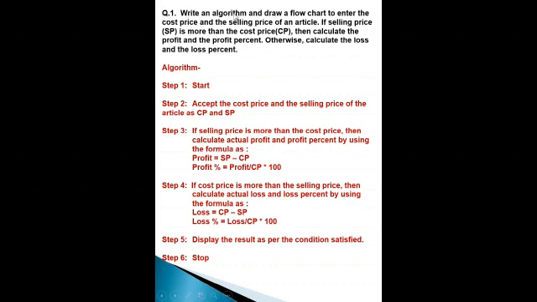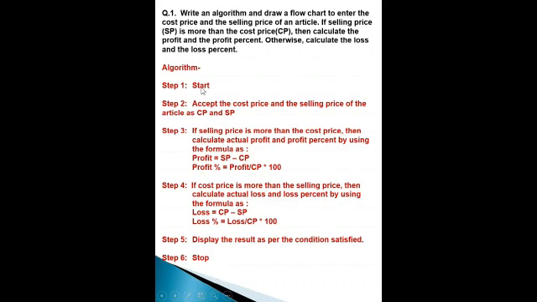First question: write an algorithm and draw a flowchart to enter the cost price and the selling price of an article. If selling price SP is more than the cost price CP, then calculate the profit and the profit percent. Otherwise, calculate the loss and the loss percent. In this, first we will write the algorithm. I am telling you that we will write the algorithm in steps.